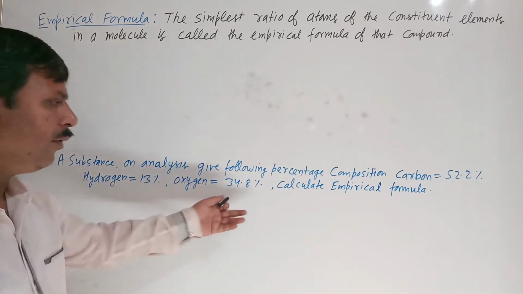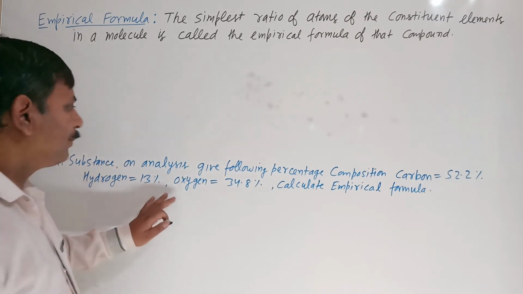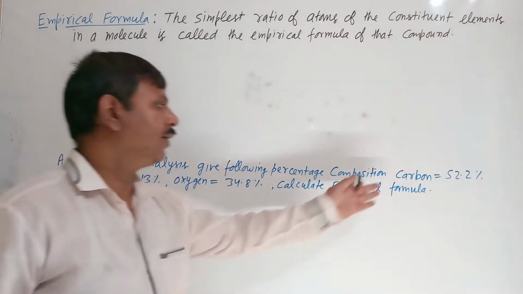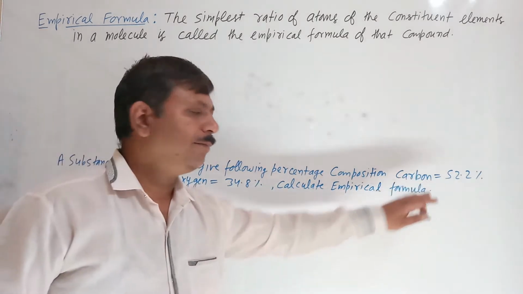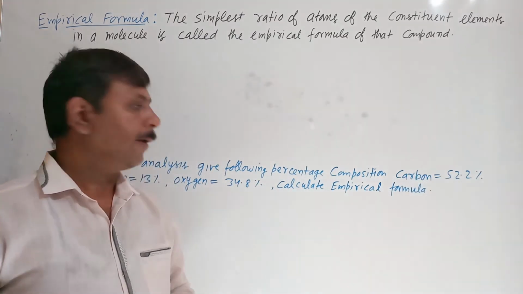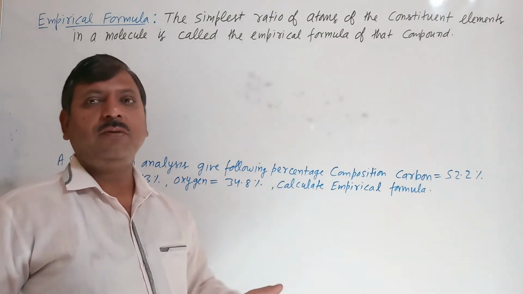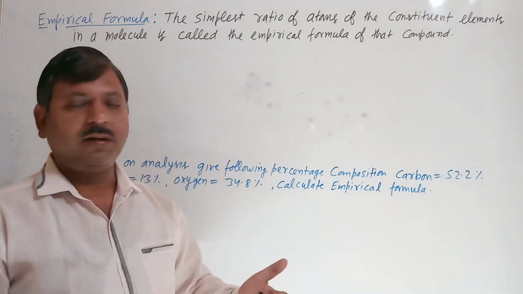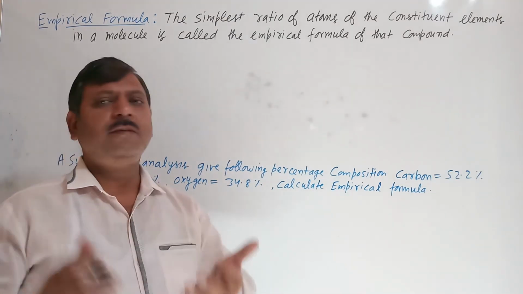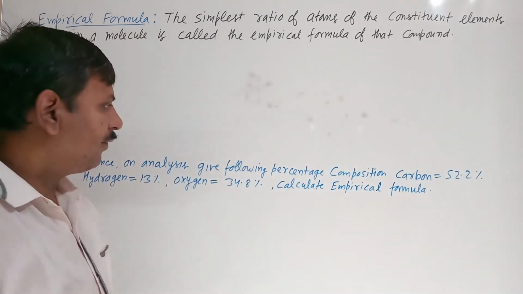See here, how will we find the empirical formula? Percentage composition is given. So firstly we find the number of moles of each element present in the formula with the help of percentage composition. How can we find it? Because mass is given, mass upon atomic mass will be the number of moles. So we generally find the number of moles and then the simplest ratio. After that we will find the empirical formula.